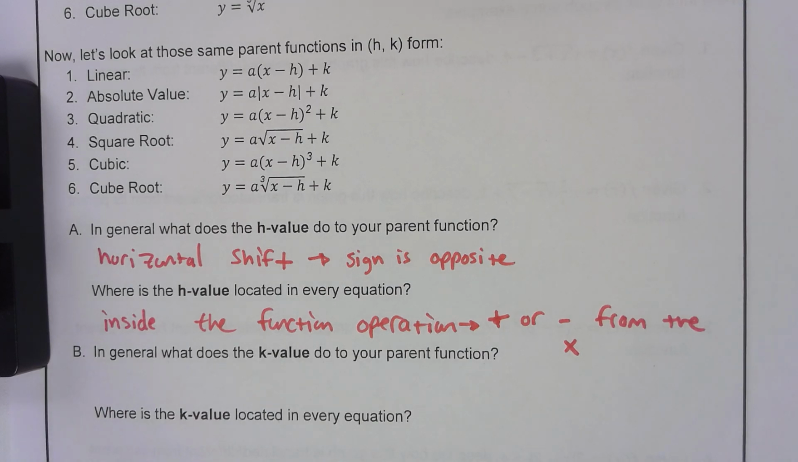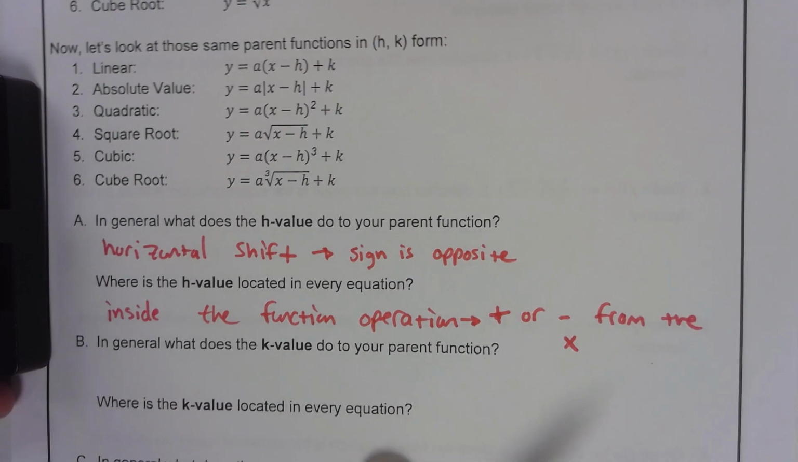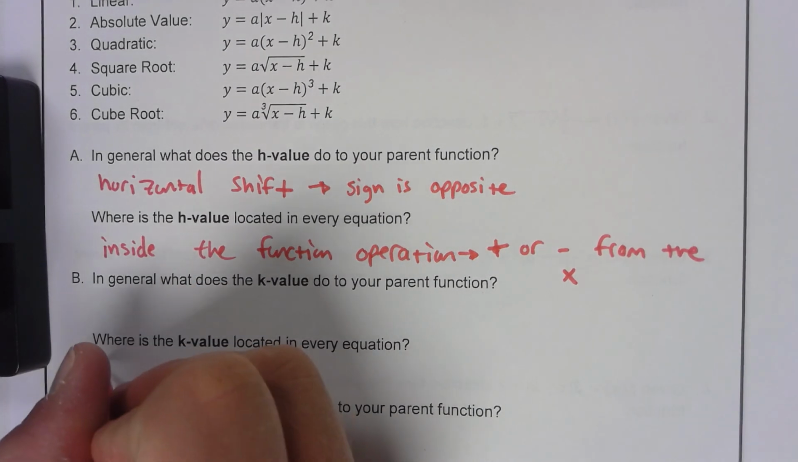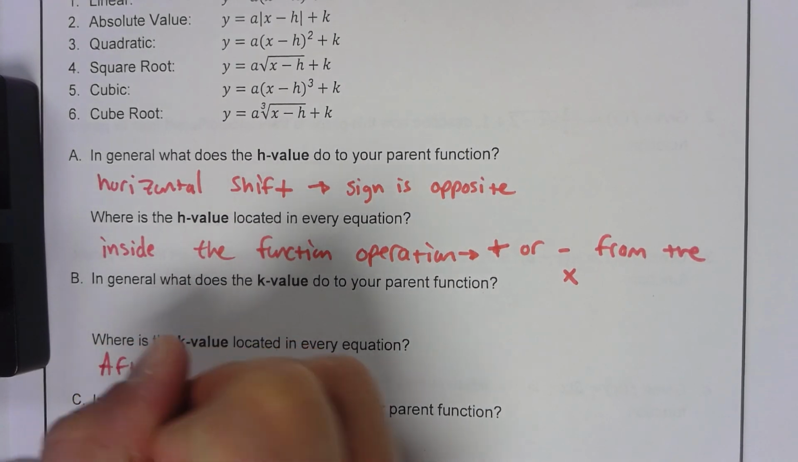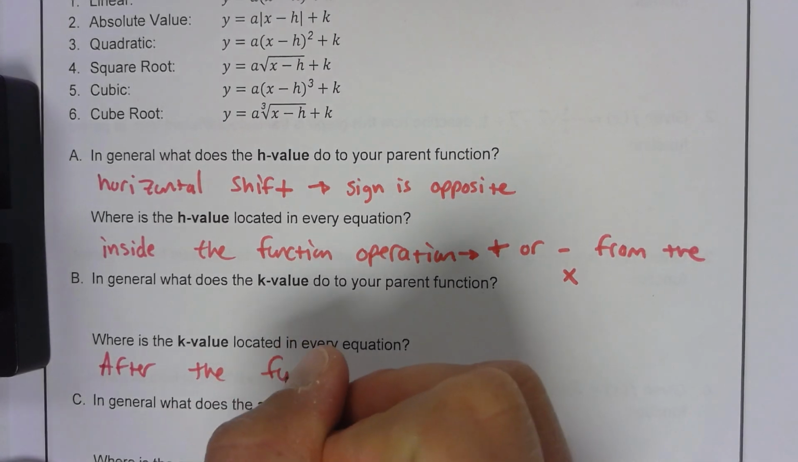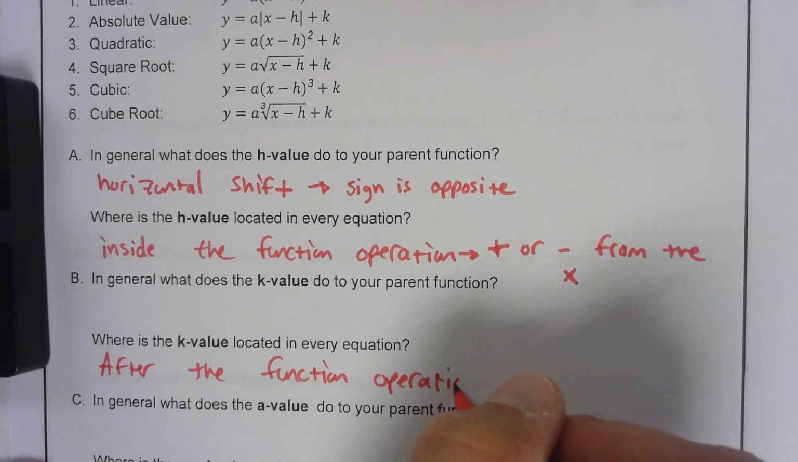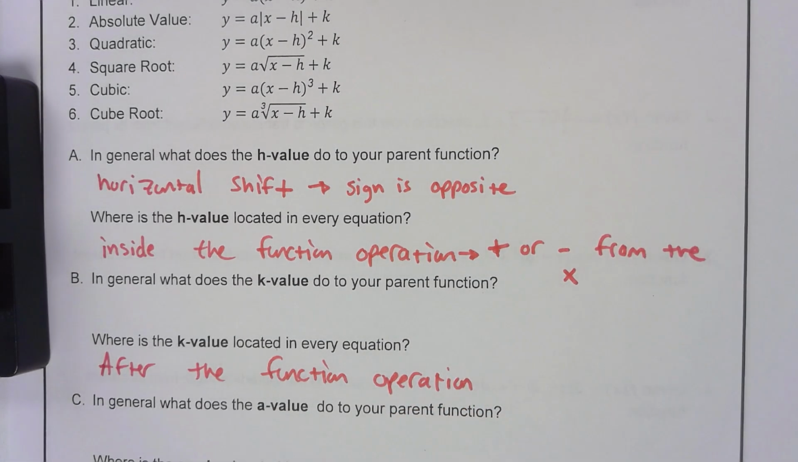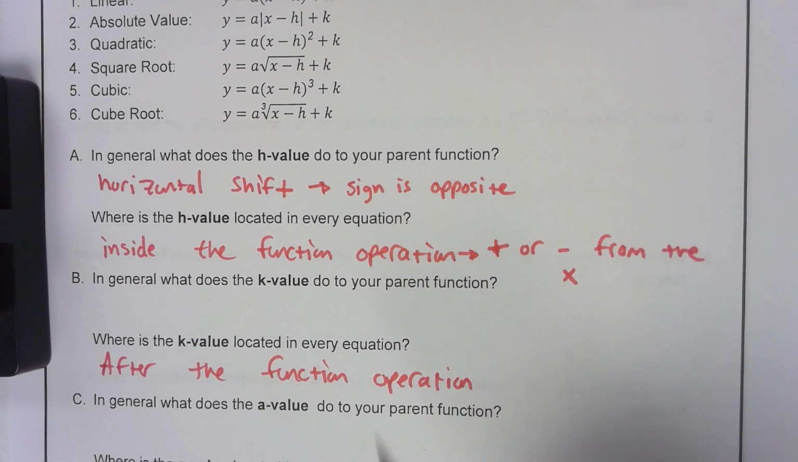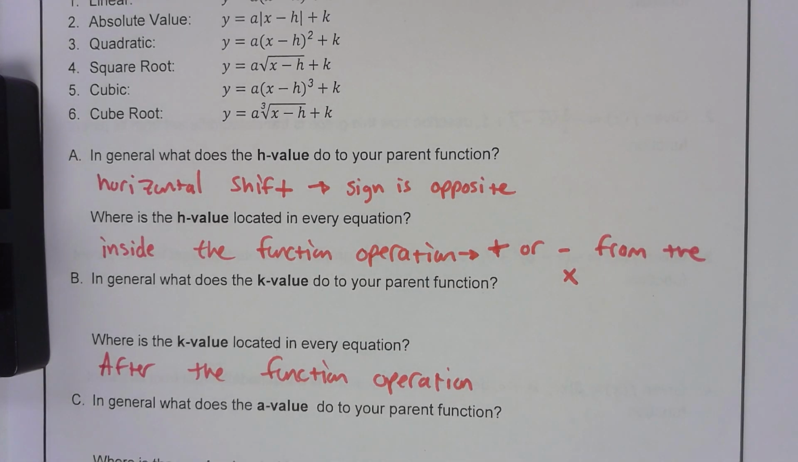Then the K value. This happens after the function operation, so it is located after the function operation. It's not directly added or subtracted from the Y, because it's all the way at the end of the equation. So another note we can make is that it happens after, or at the end of, the equation. But I think after the function operation is probably the best way to describe where it's located.